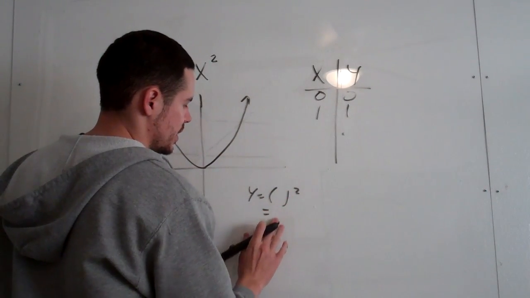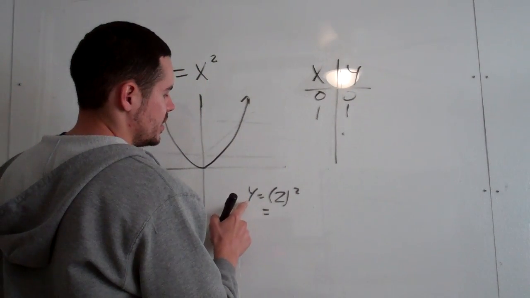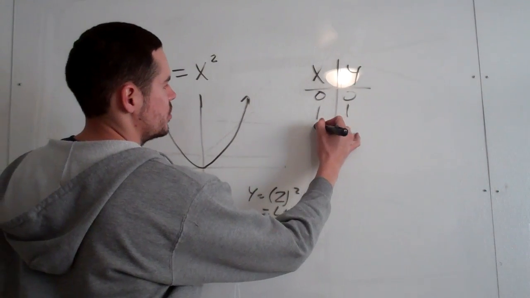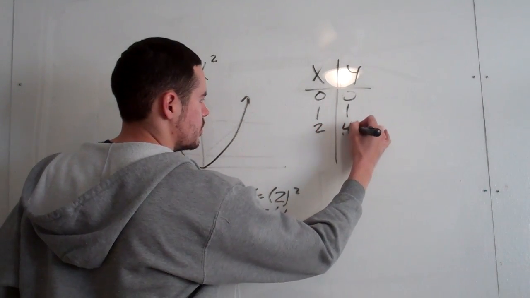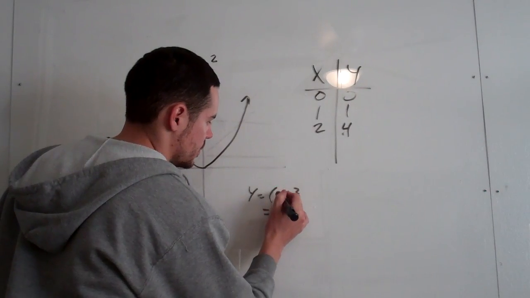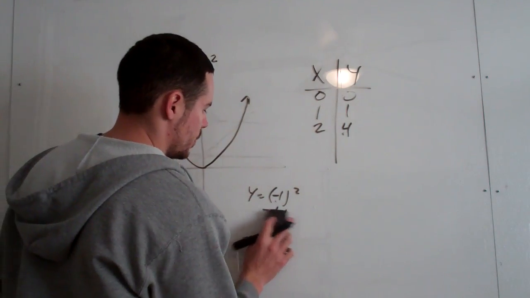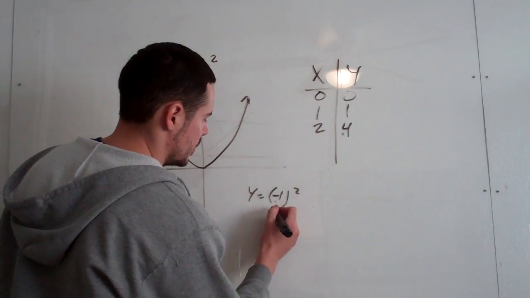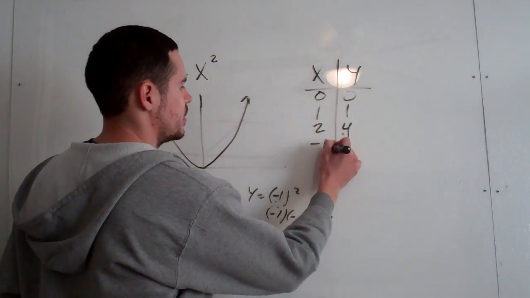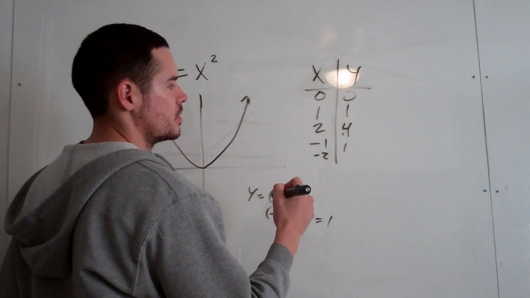It starts to get a little more interesting here when we plug in, let's say, 2, for example. When y is equal to 2 squared, then we have 4. So if x is 2, y is 4. Okay? What about if we plug in a negative number? Then you've got to remember the whole negative times negative rule, which is, this is really saying -1 times -1, right? Which is equal to 1. So if x is negative 1, then y is 1. If x is negative 2, then y is 4.